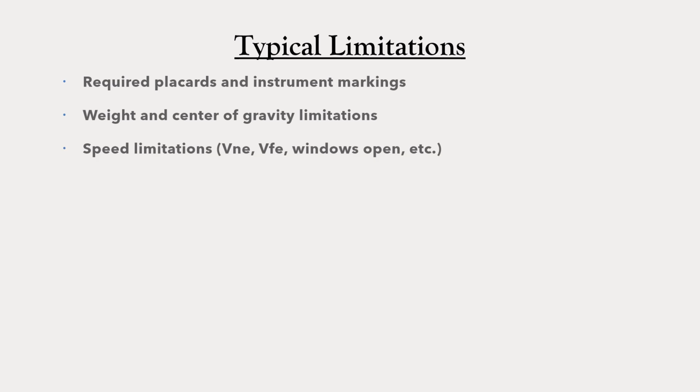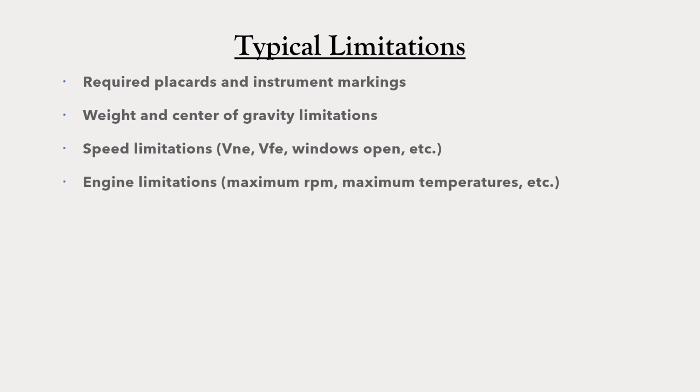speed limitations. There'll almost always be a never exceed speed limitation. Most airplanes with flaps have a flap extended limitation. Others may have additional limitations like the maximum speed that you can have the windows open, things like that. Engine limitations. There will usually be a maximum engine speed, and there may be maximum engine temperatures. Approved or prohibited maneuvers. For example, some aircraft are approved for intentional spins, other aircraft are not.